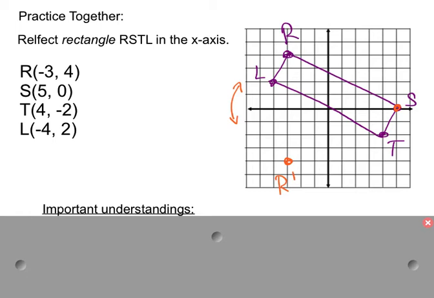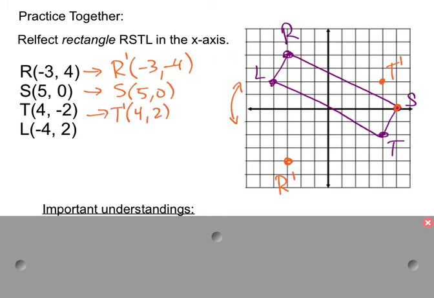Okay, so S actually didn't become a new point. It's the same point it was before. All right, T goes from 2 below to being 2 above. That's T prime. So T prime is now going to be 4, 2. And L prime goes from 2 above to being 2 below, which makes it -4, -2.